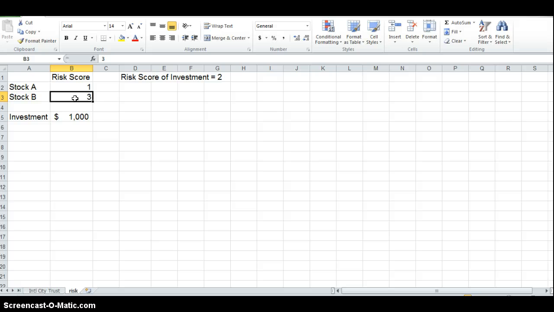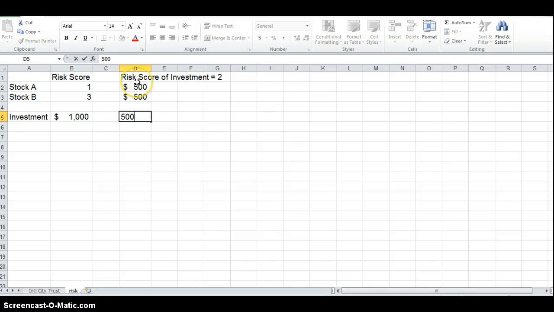If we want our average risk score to be a 2, I think we can just intuitively say, well, if we put $500 into something with a risk score of 1, and we put $500 into the risk score of 3, that our average investment is going to have a risk score of 2. Why don't we look at the algebra just for a second for how we solved that?